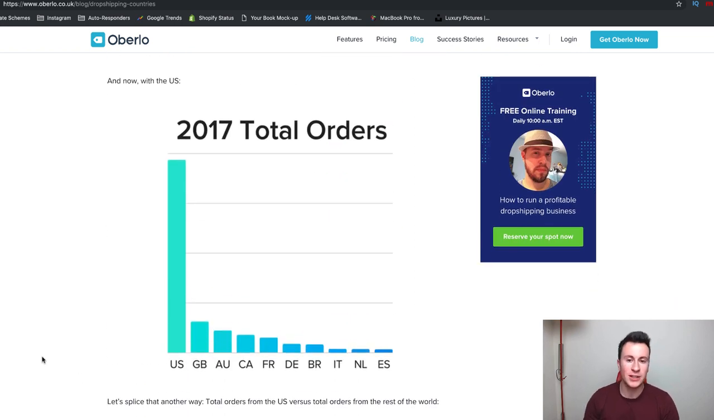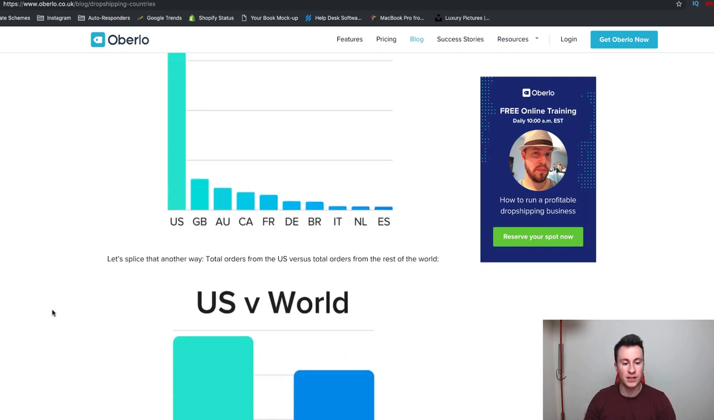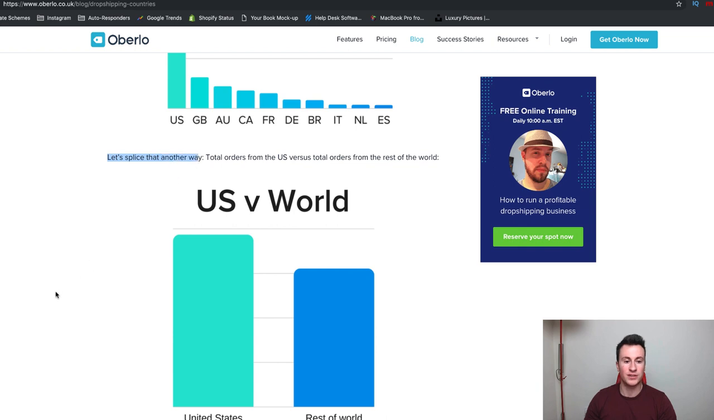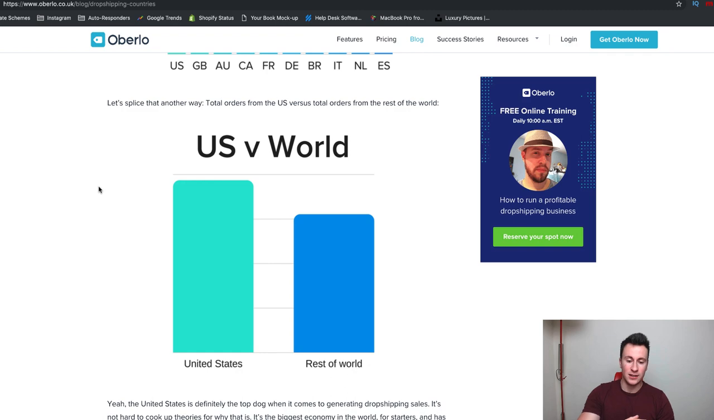However, just to kind of illustrate how powerful the US is and how competitive it is compared to other countries, look at the 2017 total orders. The US just absolutely dominates every single other country. And just to kind of, as they say, let's splice it another way, this is the US versus the rest of the world. So if you can sell the current product you're selling and sell it profitably in the US, then you're going to make just a killing in other countries as well. So definitely start scaling your business into other countries.